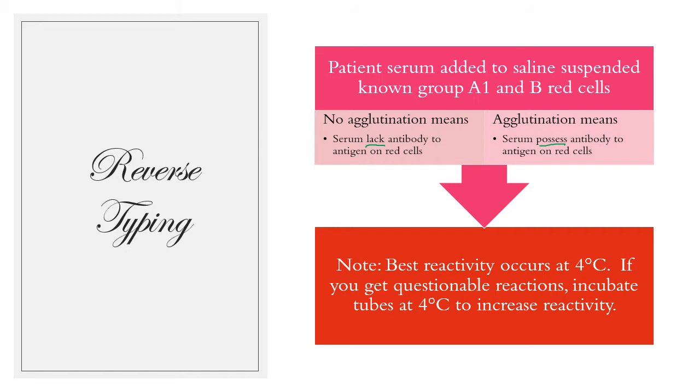A side note, best reactivity occurs at 4 degrees Celsius. So if you have questionable reactions, you can incubate the tubes at 4 degrees Celsius to increase reactivity. So if you do have a child, maybe you see that 2 to 4 age range, and maybe at the place you're working, they tell you that when they're 18 months, you can perform reverse typing. You perform reverse typing and you don't get reactions. Well, if you incubate it at 4 degrees Celsius, the reaction should become stronger.